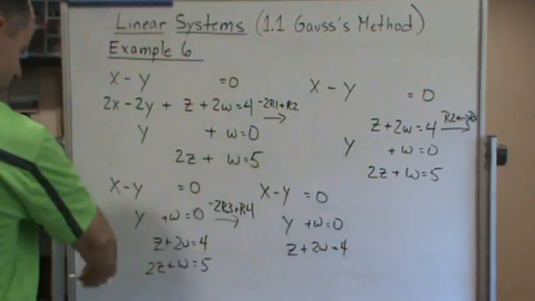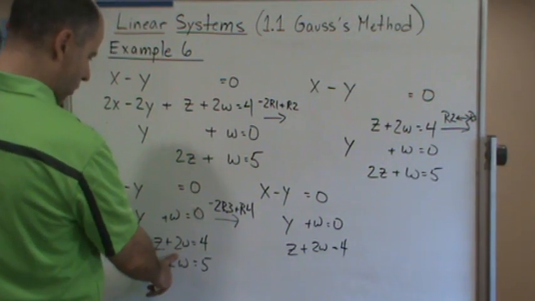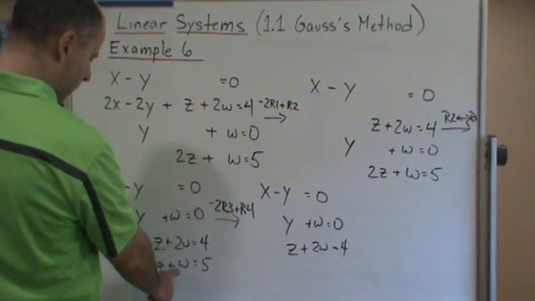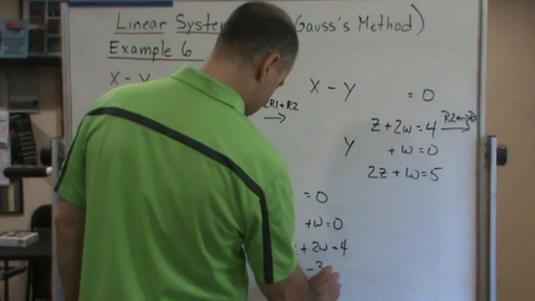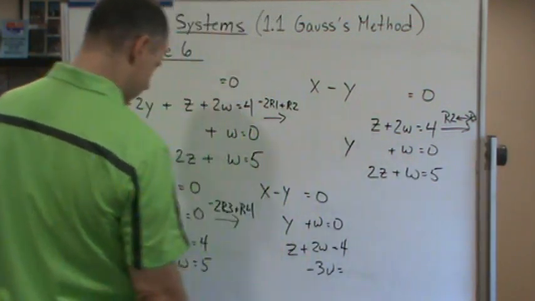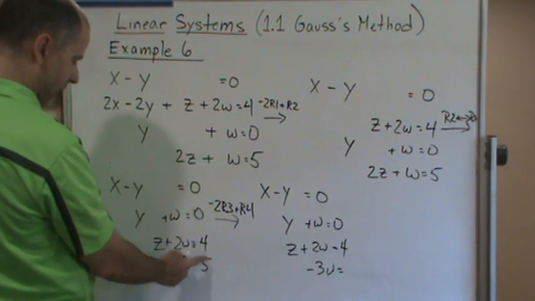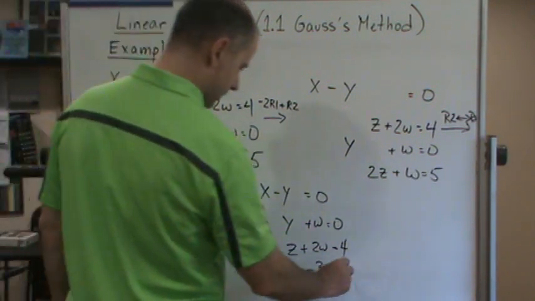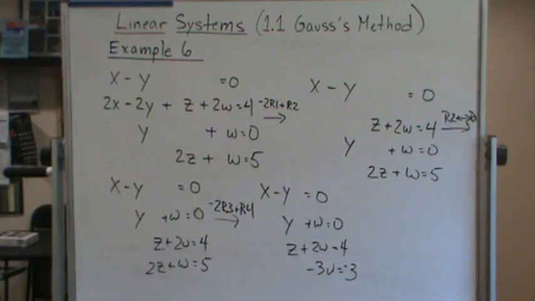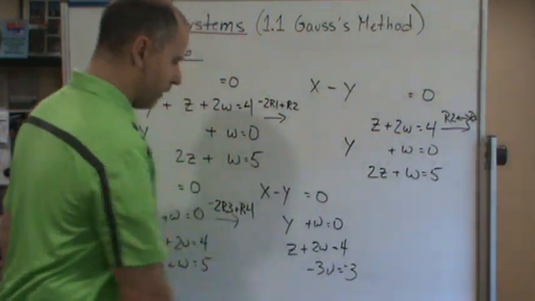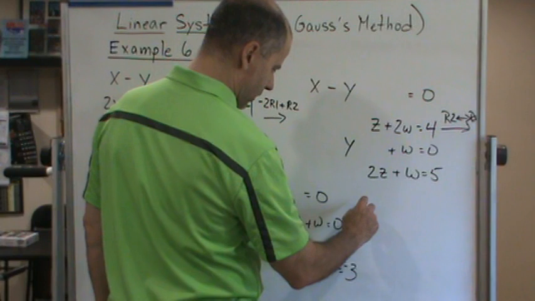Now what's going to happen? The z's are going to go away. If I do negative 2 times 2, that gives me negative 4. Negative 4w plus w is negative 3w, right? So that's going to give me minus 3w. And of course, negative 2 times 4 is negative 8. Negative 8 plus 5 is negative 3. And now I can easily solve this. This is in echelon form, and so now I can easily solve this using back substitution.